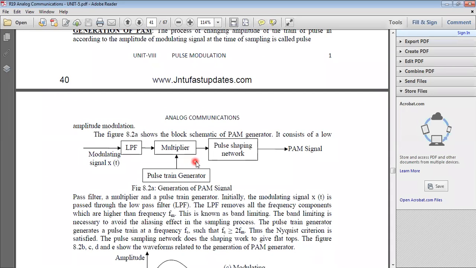What is the signal here? The signal at this place is a pulse train, like this, which has a constant amplitude. That is, we apply some pulse train at this point. Again, what is the low pass filter's purpose? What is the input for the low pass filter?